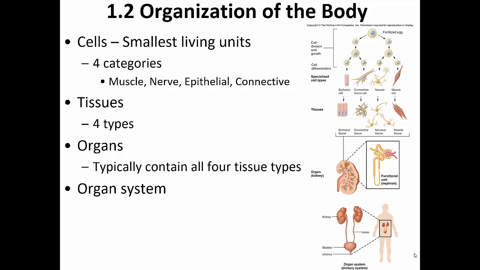Organ systems consist of a number of organs that work together to perform a common function. Now, in some cases, that's pretty simple, like in the case of the cardiovascular system. We have a heart, we have blood vessels, and everything is fairly straightforward. In other cases, it's a little more complicated.